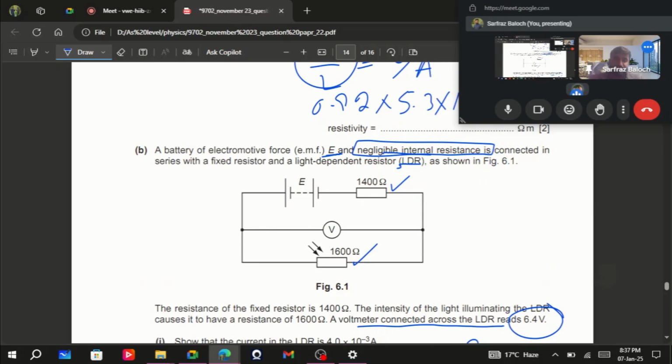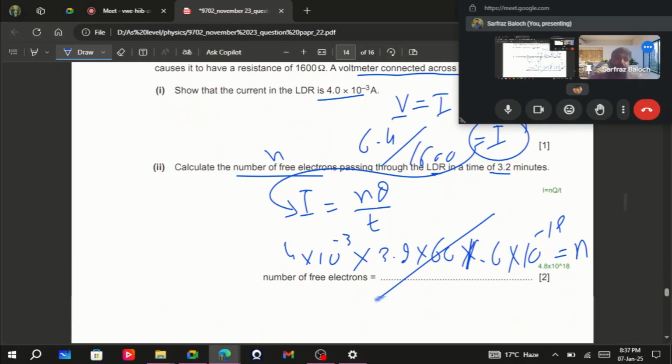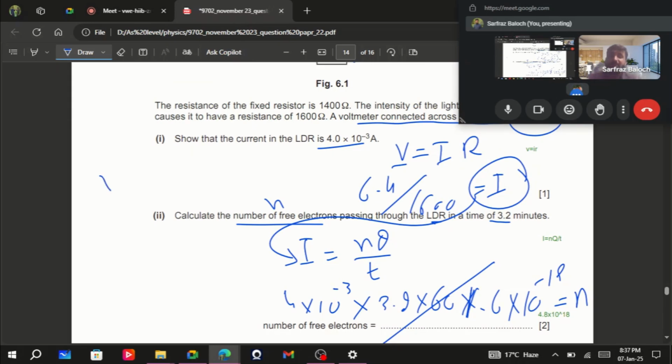Okay. So what is LDR? Light dependent resistor. What is the formula for current? Use V equals IR, or in terms of charge, if you have charge and time, Q equals IT, so I equals Q over T. And if you have more charges, then you will use nQ over T, where n is the number of charges.